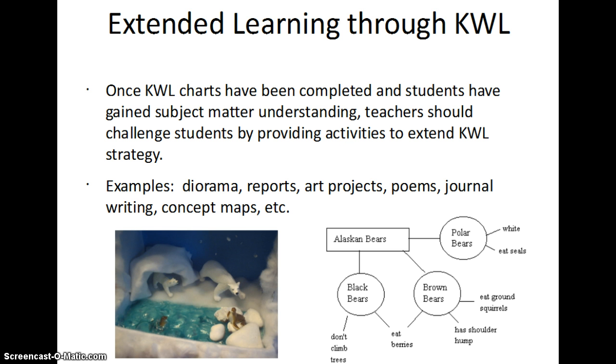Below you see a diorama of the polar bear habitat. They've created the habitat by having water, food, shelter. Next to it you see a concept map about Alaskan bears. There are 3 types of Alaskan bears: black bears, brown bears, and polar bears. Black bears don't climb trees, but eat berries. The brown bears also eat berries, so brown bears and black bears have something in common. They have a shoulder hump and they eat ground squirrels. Polar bears are white and they eat seals.